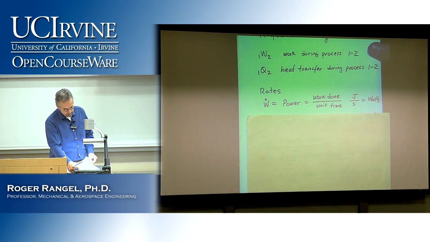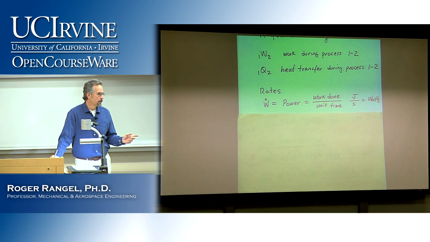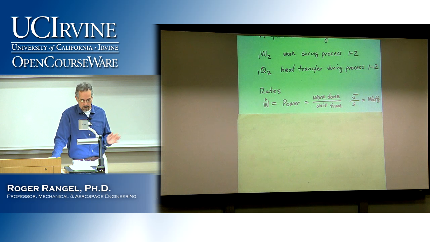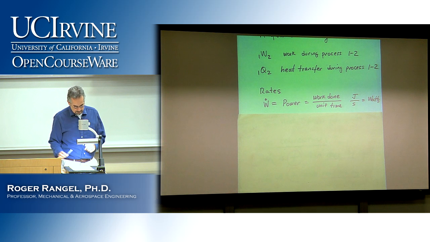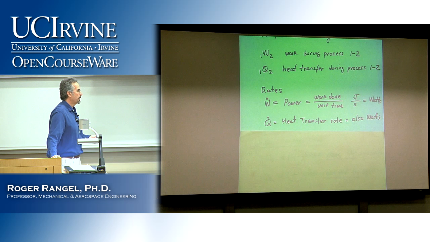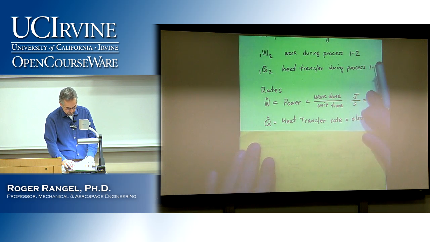We can also many times be interested in the rates at which work or heat transfer are done. So not the total amount, like we did in the example of the cylinder just now, where we found the total work that was done. We might be interested in another problem in knowing the rate at which work is being done. And of course, that we refer to as a power. Then our notation would be W dot, work done per unit time, in watts. And the same thing for heat transfer. You just saw, in fact, expressions using watts for heat transfer. So the heat transfer rate per unit time will also be interesting to us.